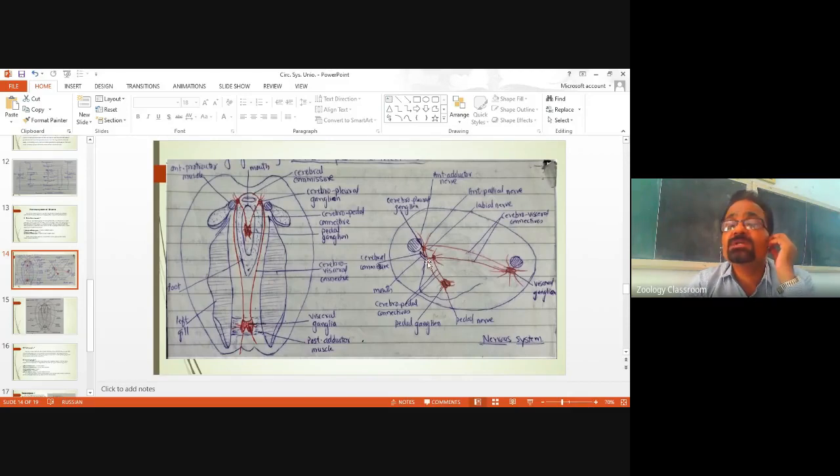Here also, you see the location of the mouth. These are the two cerebropleural ganglia connected by the commissure above the esophagus. The location is here, above the mouth, above the esophagus. The mouth immediately leads to the esophagus, and the commissure is surrounding the esophagus, which is the cerebral commissure. Okay.